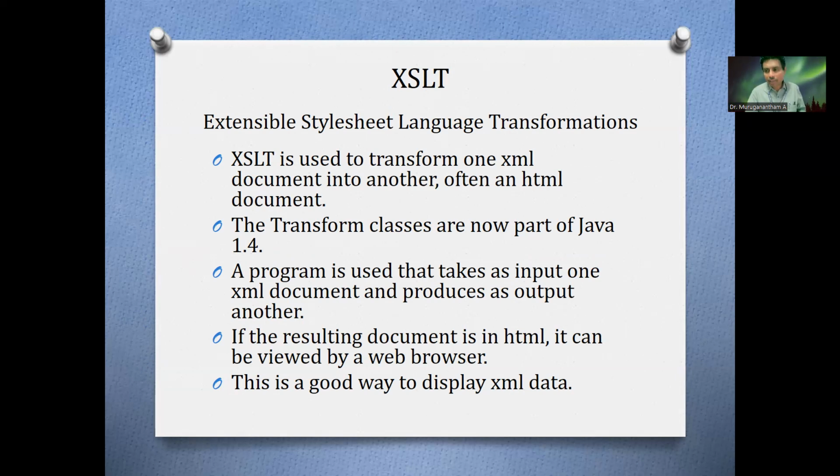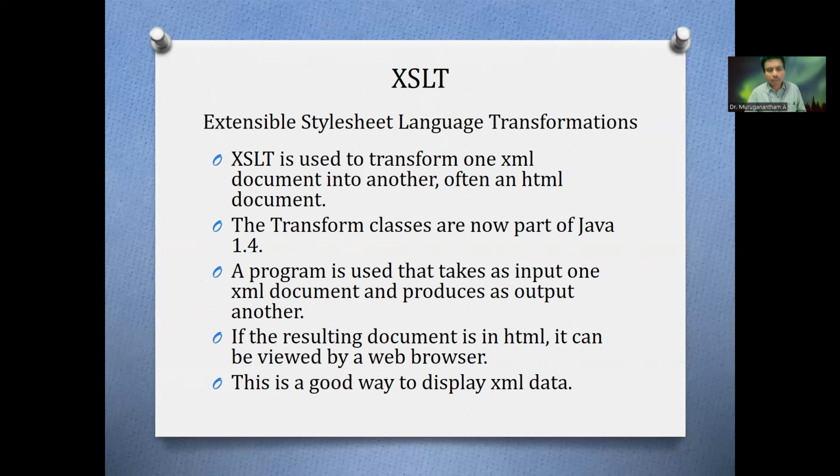So basically what we are trying to do is take our XML document and convert it into an HTML document. That is where this XSLT is used. There we can incorporate all your CSS, and through that we can project your data in a formatted way. And the transform classes are now part of Java 1.4 onwards.